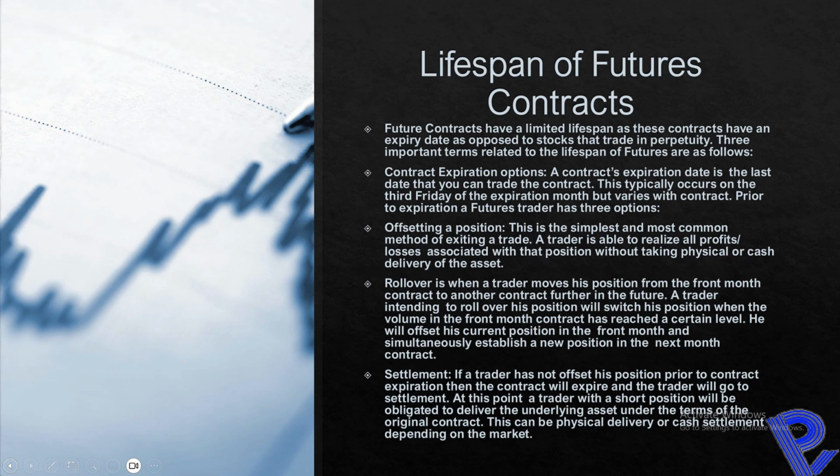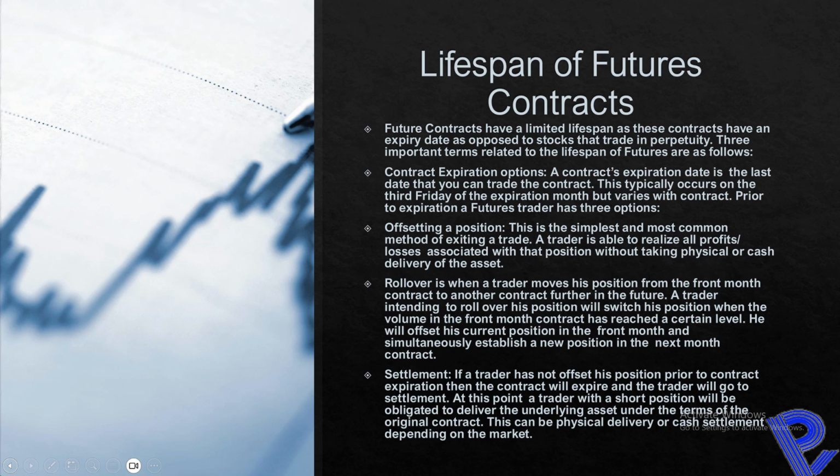Prior to expiration, a futures trader has three options. The first of them is offsetting a position. This is the simplest and most common method of exiting a trade. A trader is able to realize all his profits/losses associated with that position without taking physical or cash delivery of the asset. The second one is rollover, which is when a trader moves his position from the front month contract to another contract further in the future.